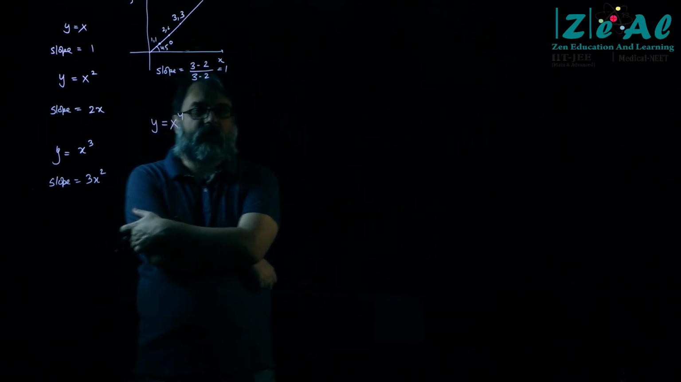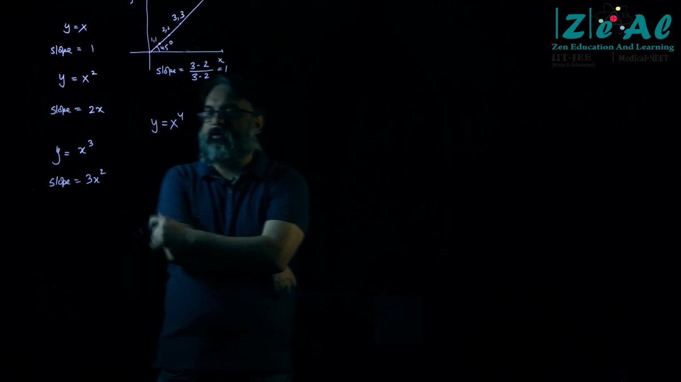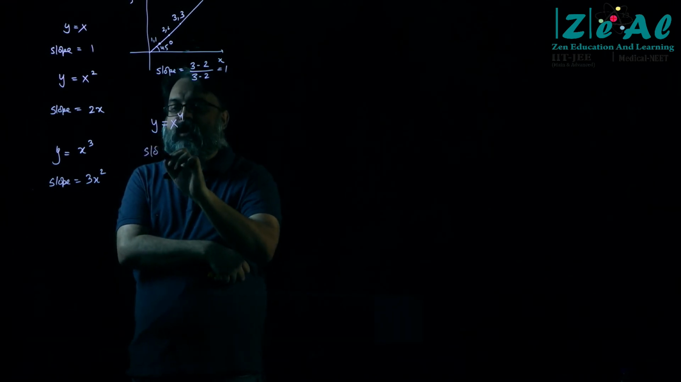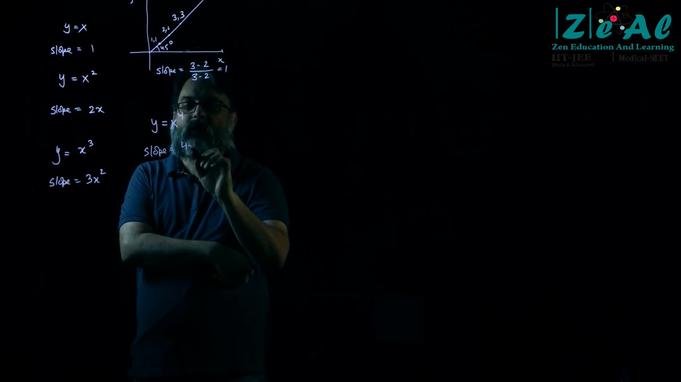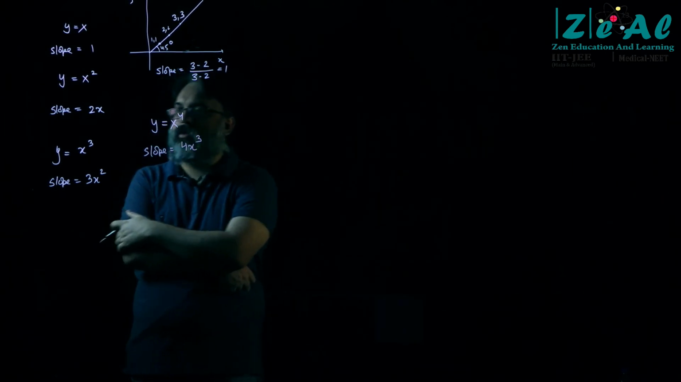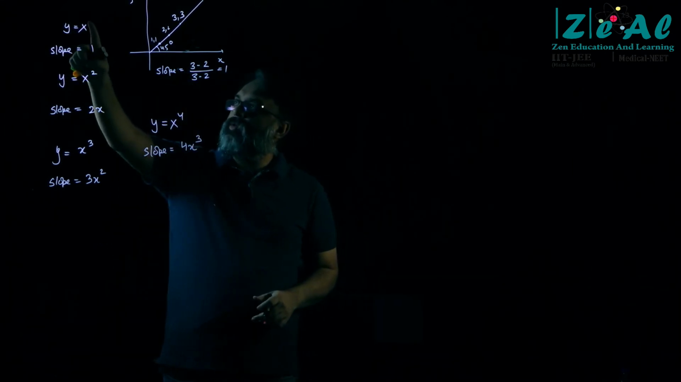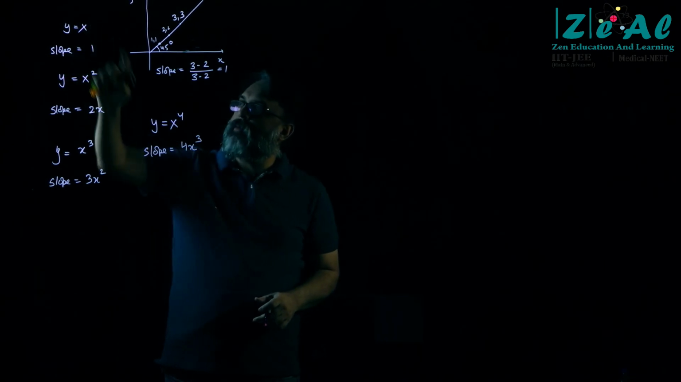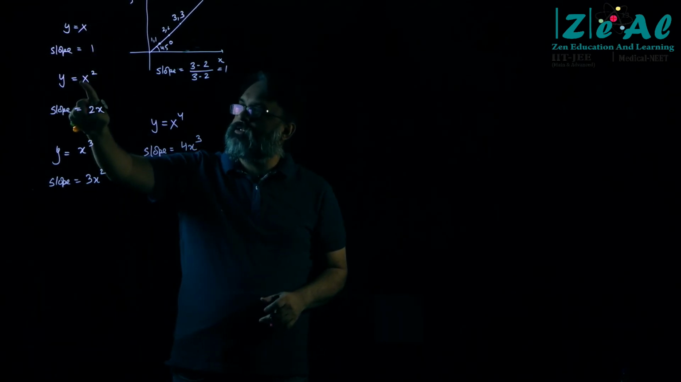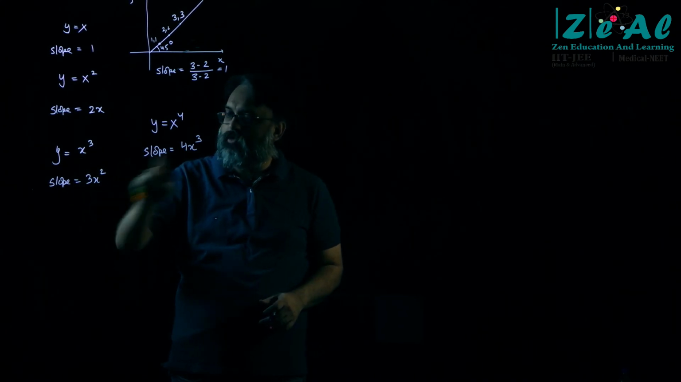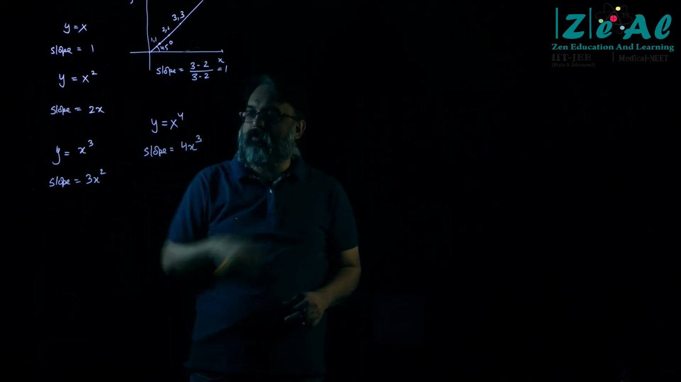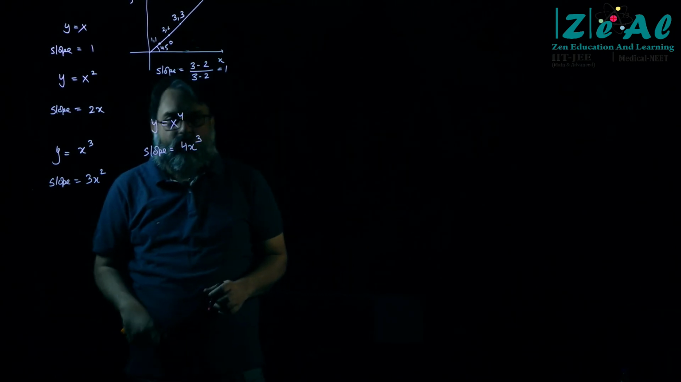Everybody should be typing, everybody should be able to tell me that the slope of this graph will be equal to 4x cube, right? See what is happening here? यहाँ पे जो पावर है वो नीचे आ जा रहा है और ऊपर का पावर 1 से कम हो जा रहा है. यहाँ जो पावर है नीचे आ गया, x स्क्वायर का x हो गया. यहाँ जो पावर है उसका नीचे आ गया और 3 का 2 हो गया. 4 नीचे आ जाएगा, 4 का 3 हो जाएगा, right?